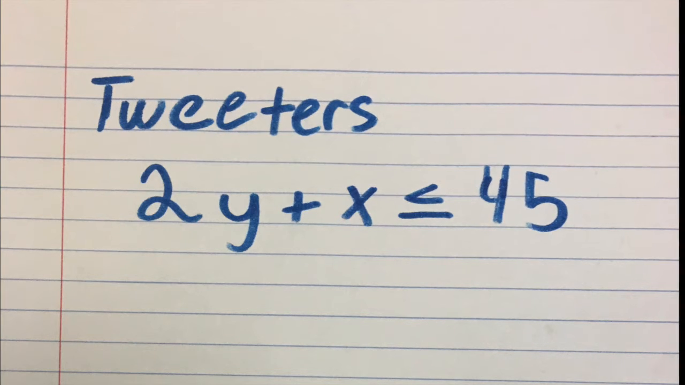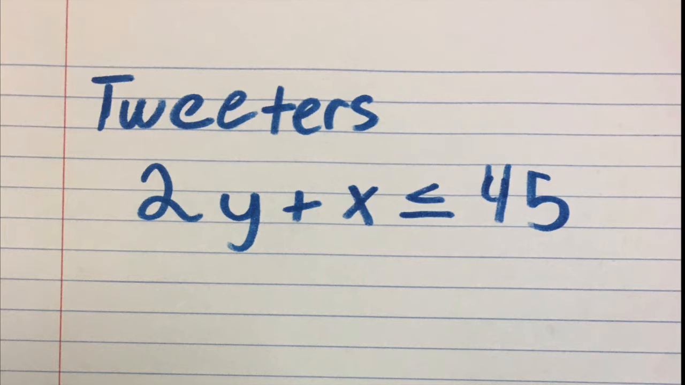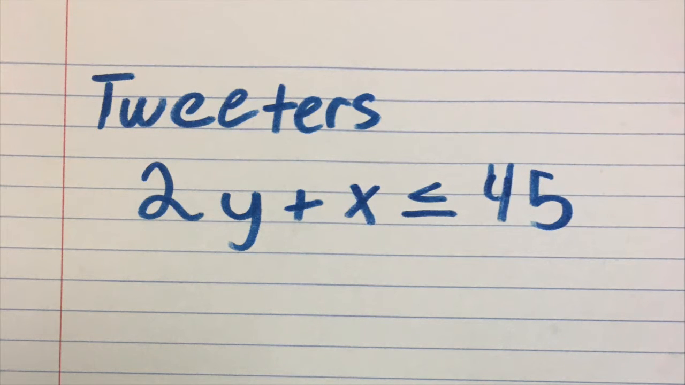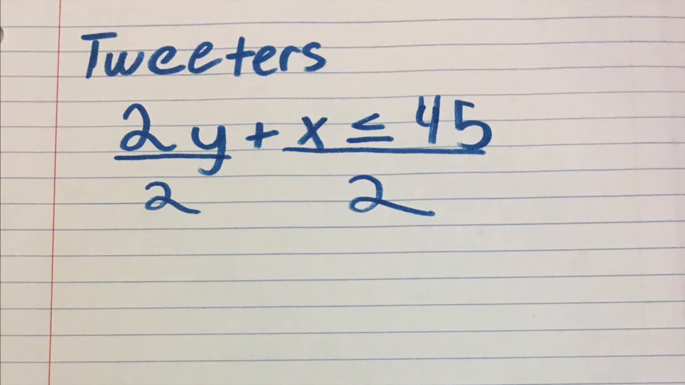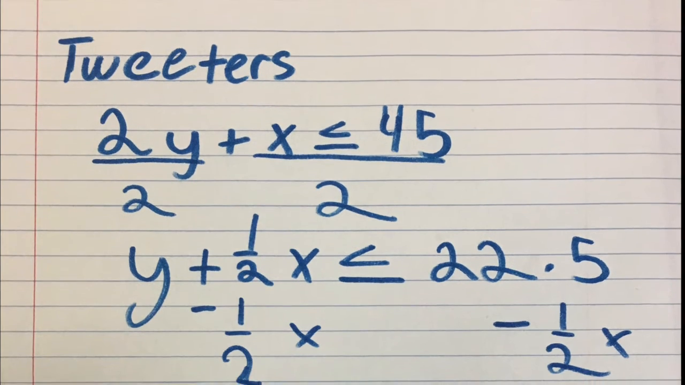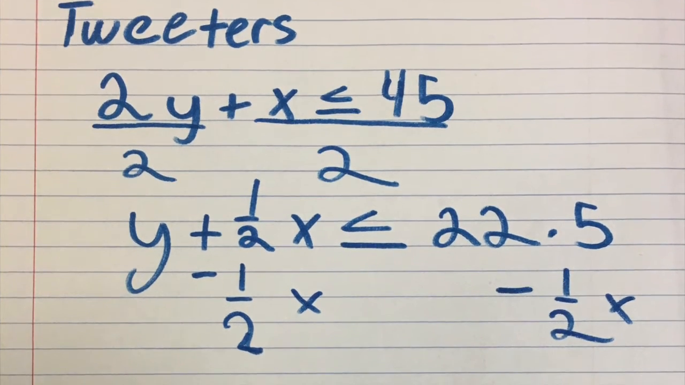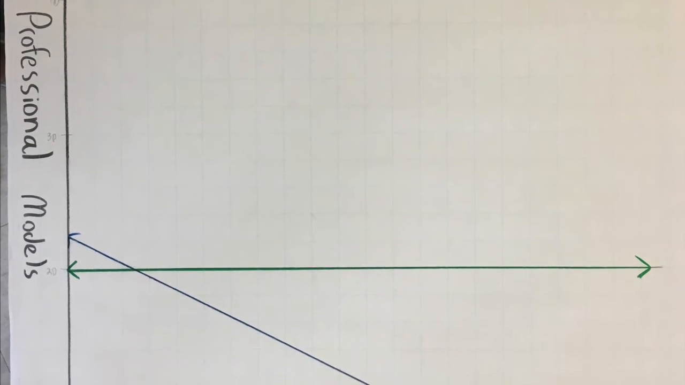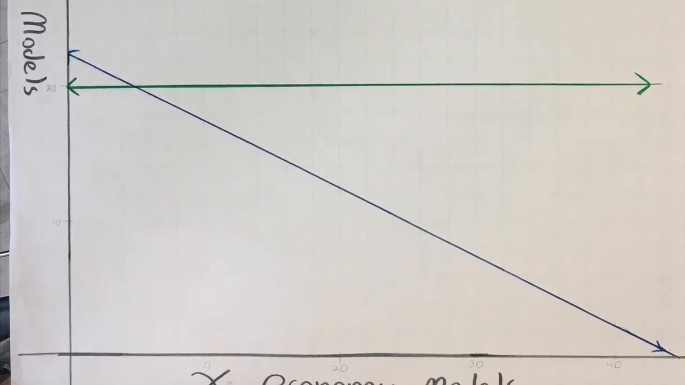Before we graph our constraint for our tweeters, we make it a little simpler by putting it into slope-intercept form, making it easier to graph. First, we divide both sides by 2, and then subtract 1/2 x from both sides to get y is less than or equal to negative 1/2 x plus 22.5. And now we've added this line to our graph.